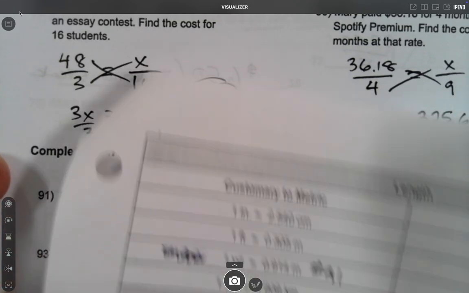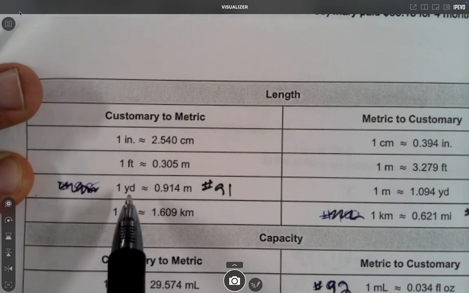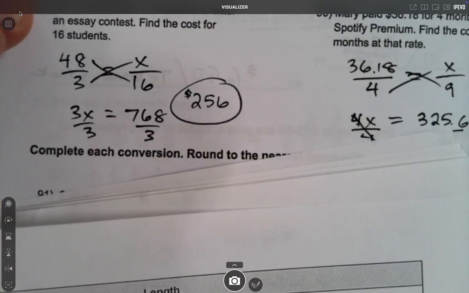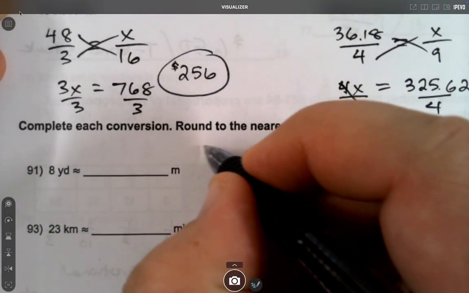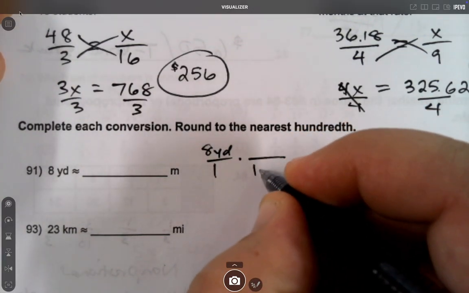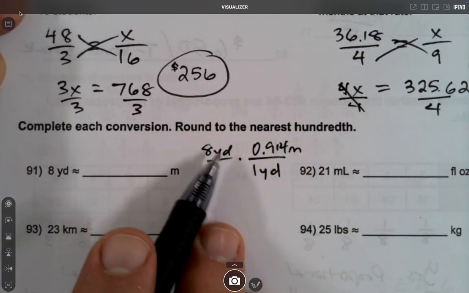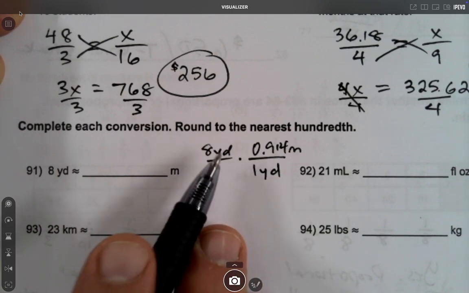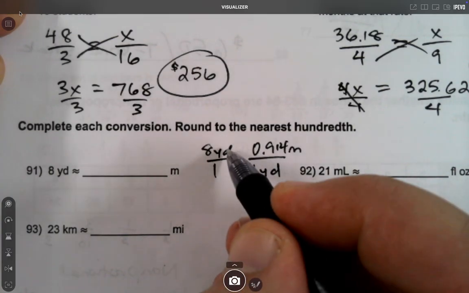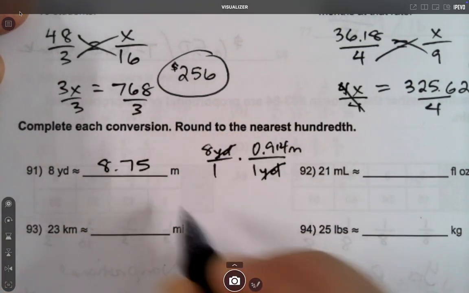Okay, yards to meters. So as we look at this, yards to meters, we see that comes right here. So 1 yard is equivalent to 0.914 meters. So I say 8 yards, I put that over 1, and then I multiply that by 1 yard on the bottom and 0.914 meters on the top. Again, we put things so that the units will cancel out. Since we started with 8 yards, we put yard on the bottom over here so that just the unit cancels out. And we do 8 times 0.914. And we round to the nearest hundredth, so we say 8.75 meters.